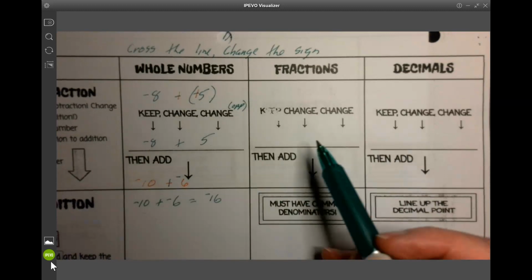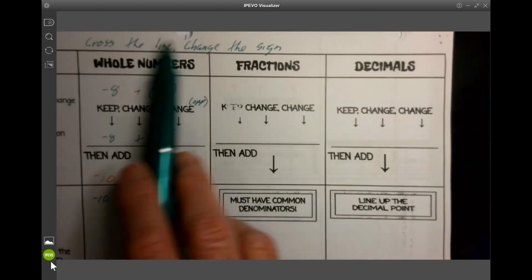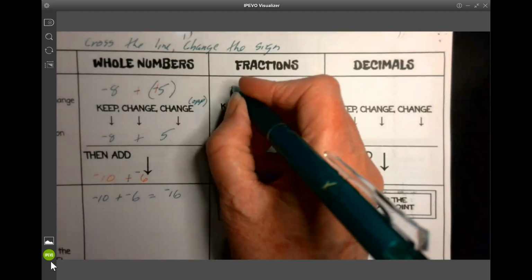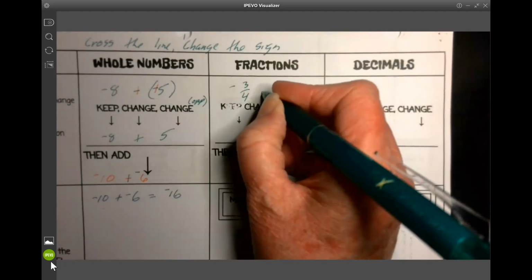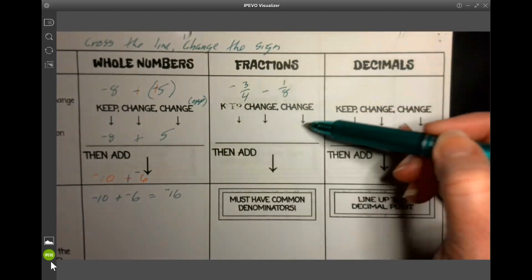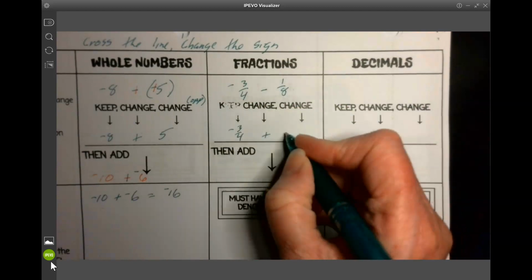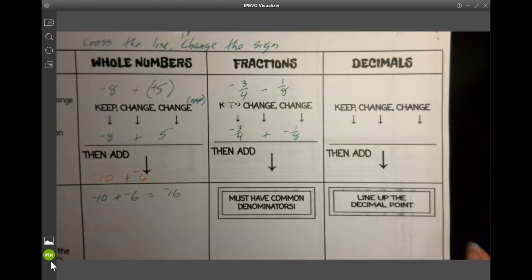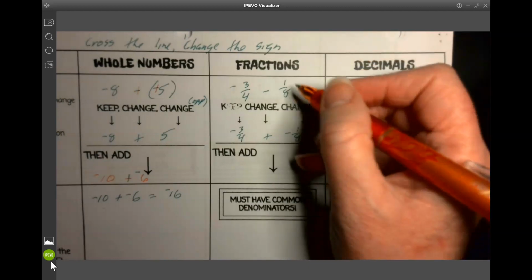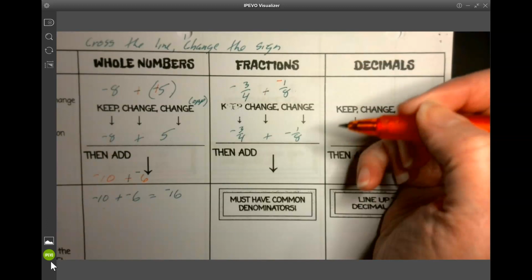So let's see where we're at. So now we have fractions. Okay, still the same thing with fractions. If I have -3/4 minus 1/8, okay, I'm going to keep change. So for those of you who learned it that way, we're going to do this. Again, we also can do cross the line and change the sign.